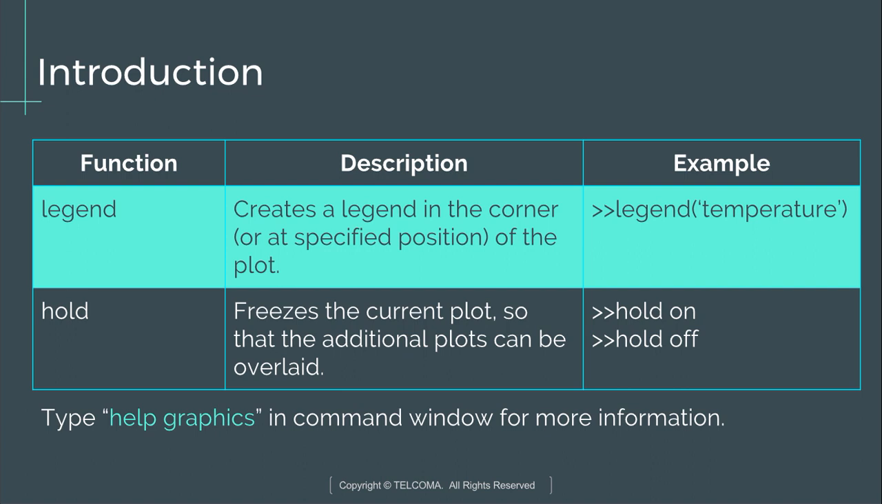Next is legend. This will create a legend in the corner or at a specified position of the plot. Then is the hold command. This freezes the current plot so that additional plots can be overlaid. So you can type help graphics in the command window for more information about the plot functions.